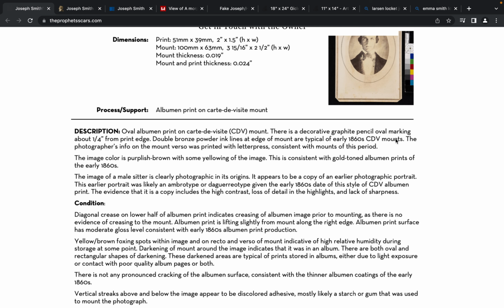It appears to be a copy of an earlier photographic portrait, likely a daguerreotype or ambrotype, whatever. And I wasn't begging him or paying him to say that. I was shocked. I'm like, oh, because here's the comparison. Here's Bibbins' own photography, which is a totally different background, different lighting, different quality, side lighting, really good quality, really high contrast and loss of detail, right?